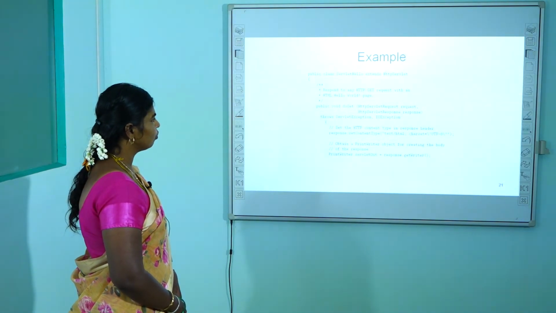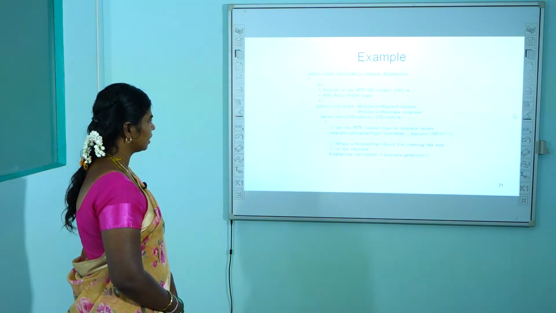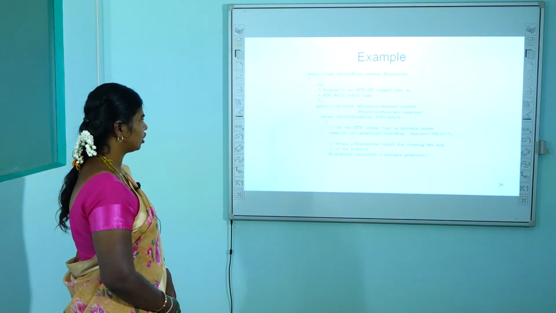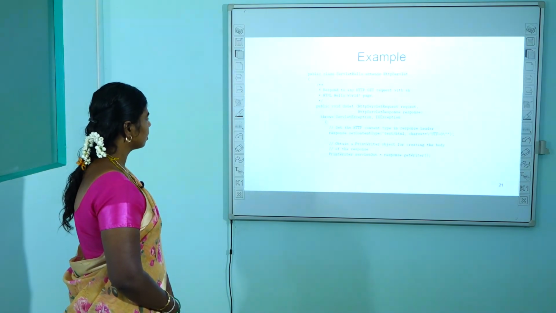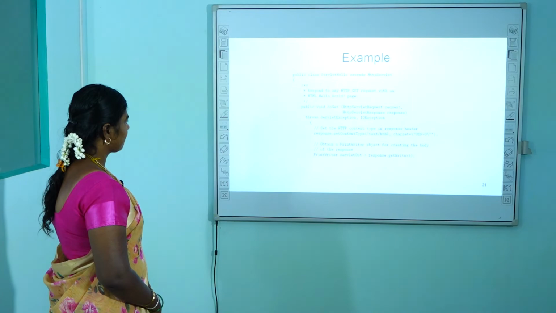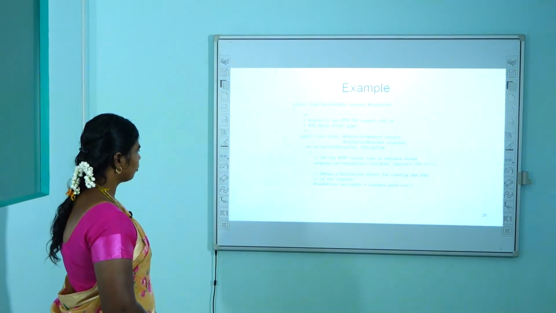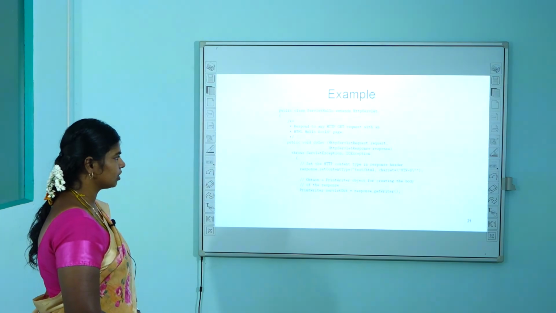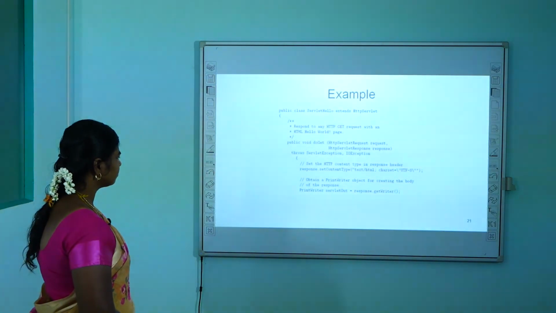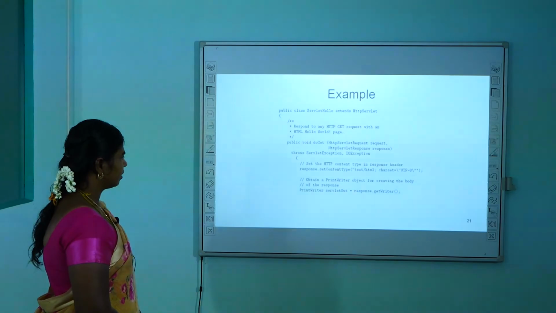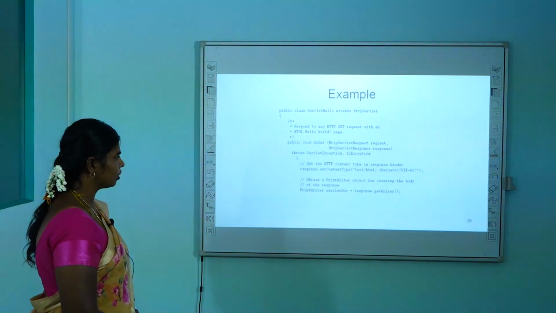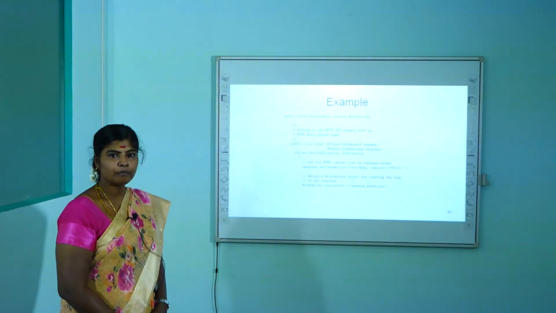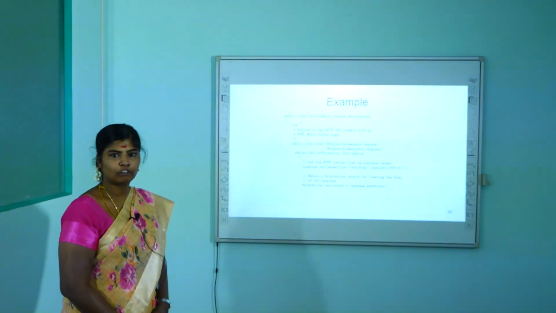In that we have two objects. The request object is under the class HttpServletRequest and the response object is under the class HttpServletResponse. Now we have the PrintWriter: response.setContentType text/html, charset equal to UTF-8. Next, PrintWriter servletOut is equal to response.getWriter. This is the sample program for servlet technology. Thank you.